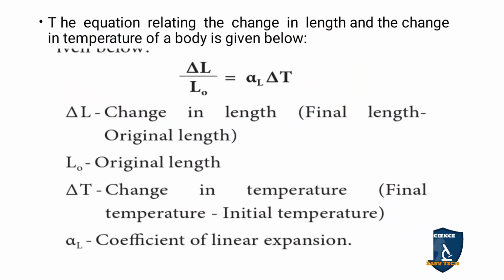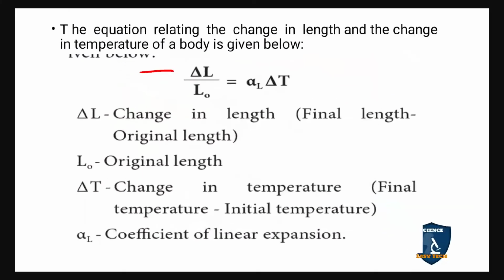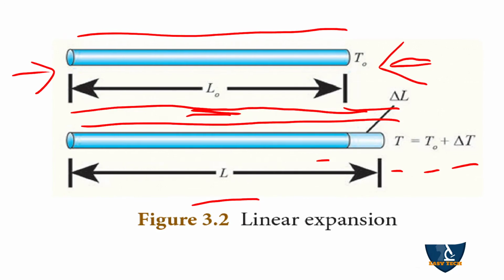So you can see the equation, that is delta L by L0, that is here, this is L0. So that was taken. Delta L by L0 is equal to alpha L delta T. Here, delta L is the change in the length, so the final length minus original length. Final length is this one after temperature, and this is the original length.